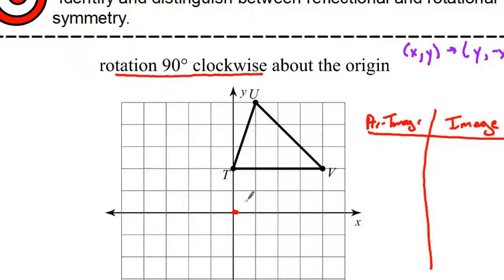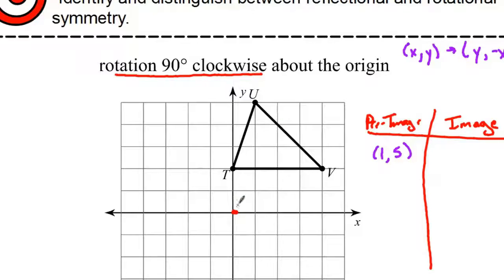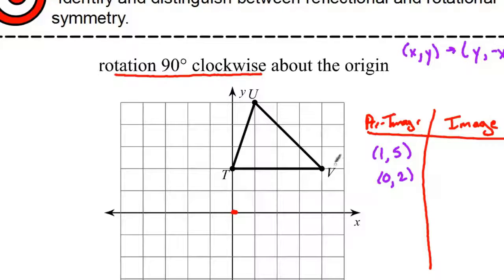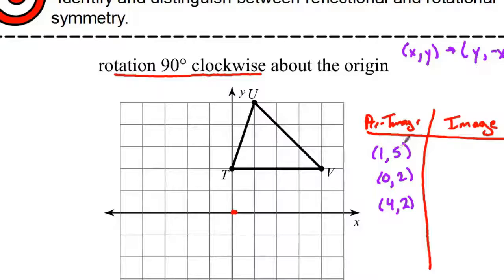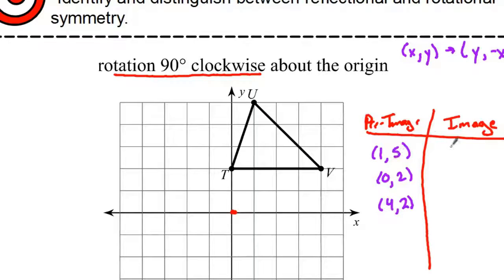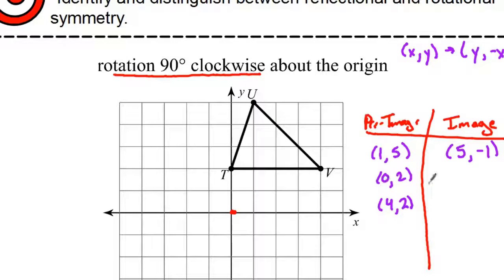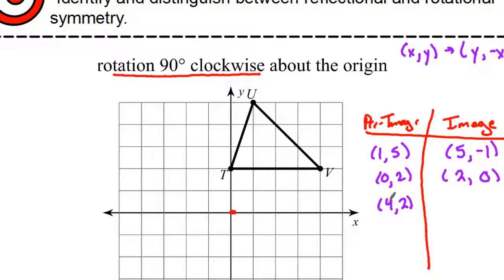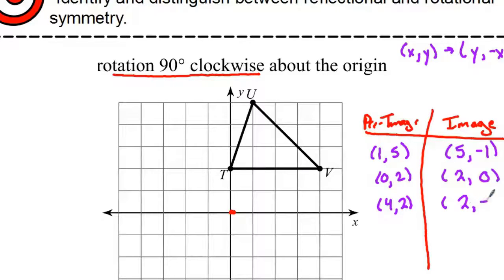So U is at 1, 5. T is at 0, 2. And V is at 4, 2. So if I run this through the function, then that means that these two are going to switch places. And then the x is going to become negative. So it's going to become 5, negative 1. These are going to switch places, so that's going to become 2, negative 0, which really isn't a thing. And then if this switches places, it's going to become 2, negative 4.